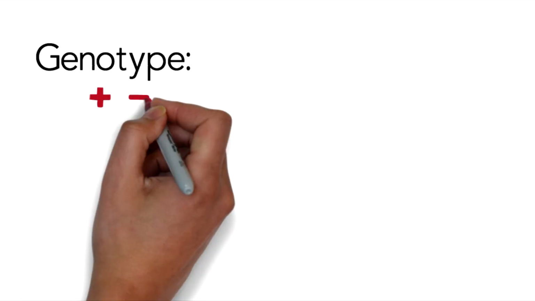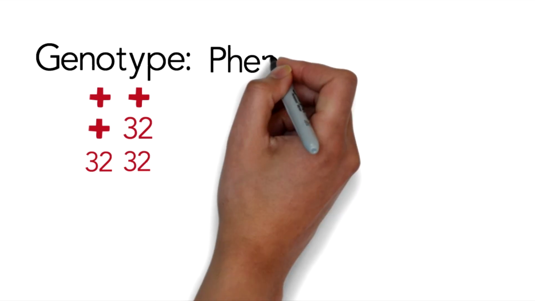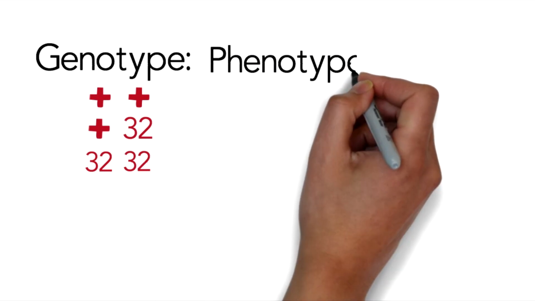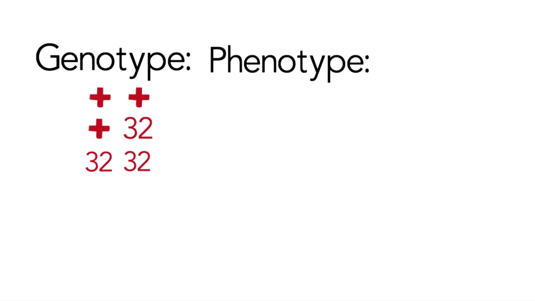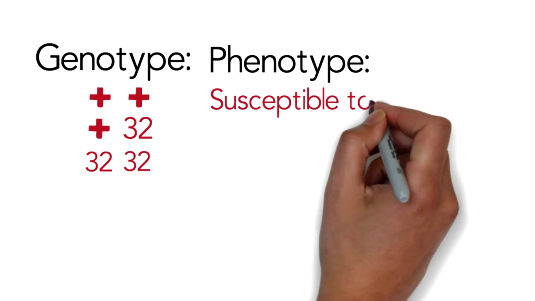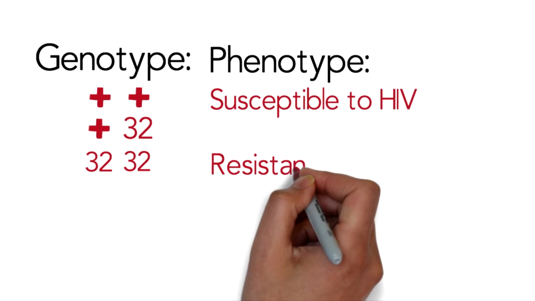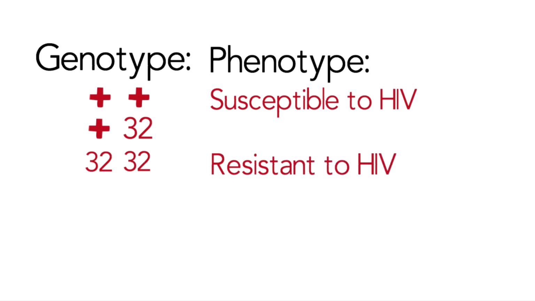Let's review that the genotypes for the CCR5 gene are plus/plus, plus/delta 32, and delta 32/delta 32. Based on what you have learned earlier about how the different alleles of the CCR5 protein affect HIV infection, can you predict the phenotypes for each of these genotypes? People with the plus/plus genotype get HIV normally. People with the delta 32/delta 32 genotype are resistant to common, although not all, strains of HIV.